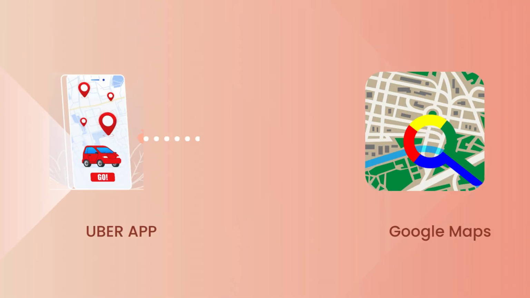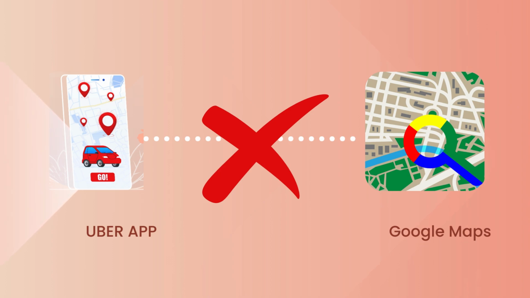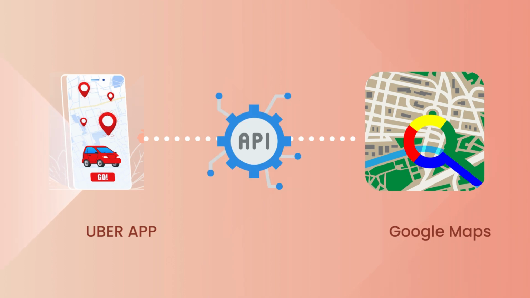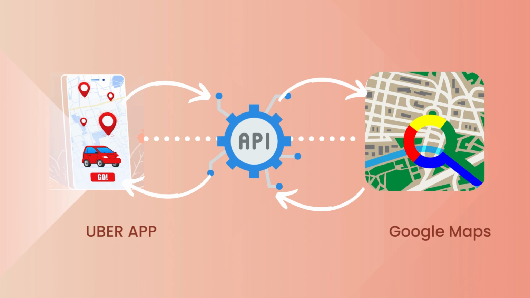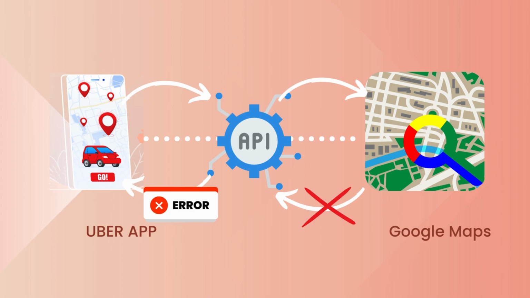Uber cannot access the data from Google Maps directly. There is a security layer in the middle, which is an interface or a program that further interacts with Google Maps and gives back Uber the information it requested. If Google Maps doesn't allow it to give back the data it requested, then it will give an error. So we can think of API as a messenger.